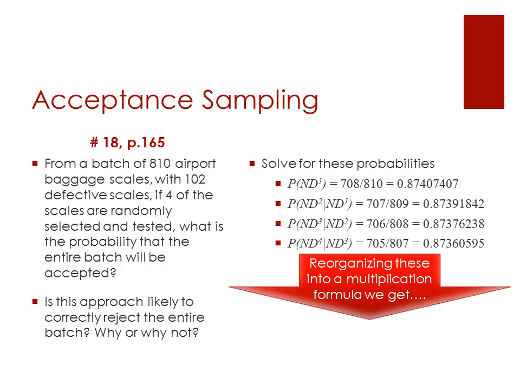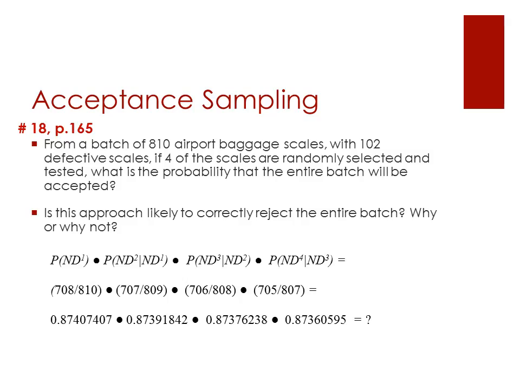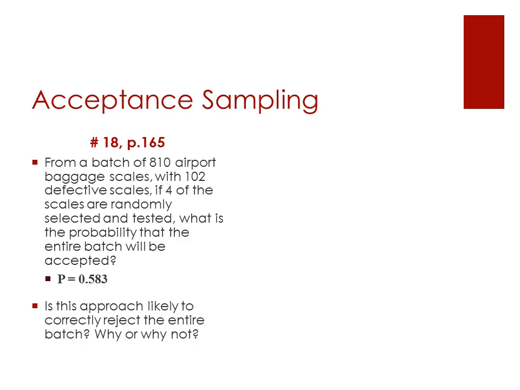And when we reorganize these into the multiplication formula, notice I had to move the formula a little bit so these would line up evenly. So here we can see again, this is the same stuff we had listed before, only I've put it going across so that we can add in our multiplication symbols appropriately. And we get for our final answer, with the rounding rule, 0.583. So our probability that the entire batch will be accepted is 0.583.